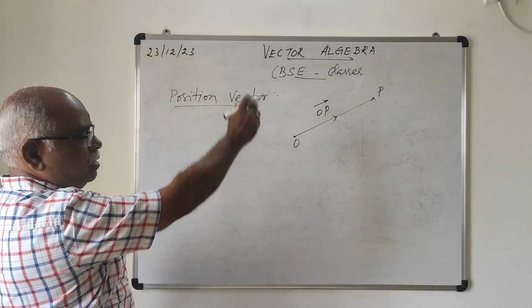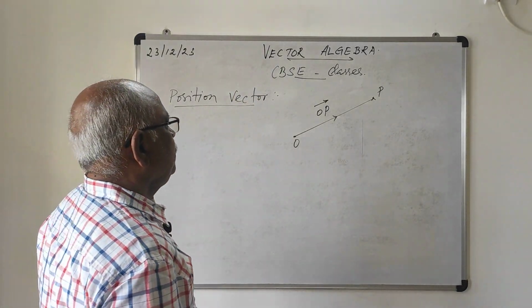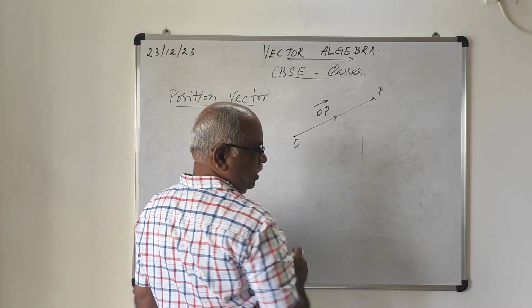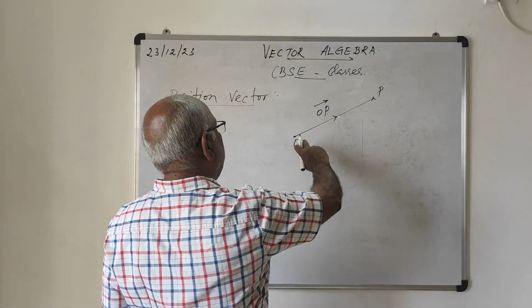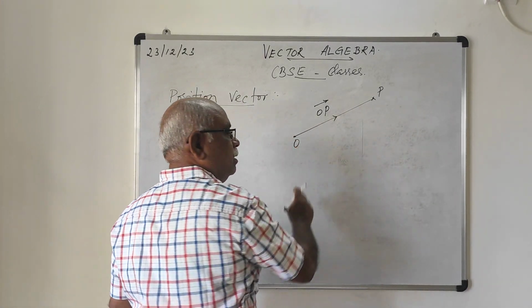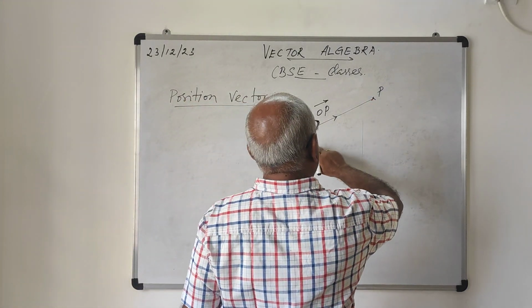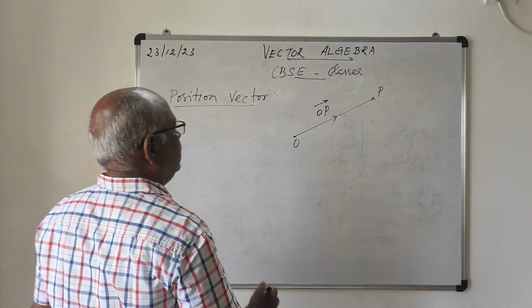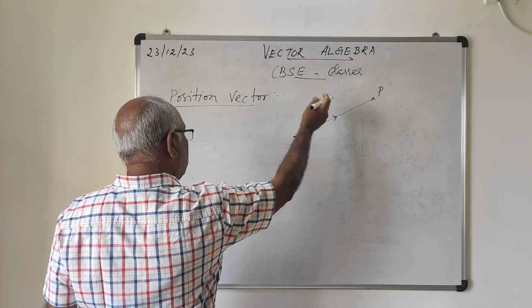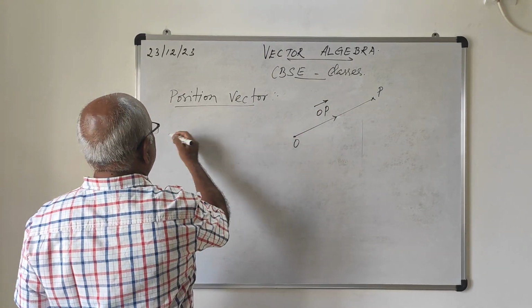Let P be any point in the space or plane, whatever it may be. OP, O is the origin. With respect to the origin O, the position vector of the point P is OP vector. This is called position vector. Position vector is always referred with the origin.